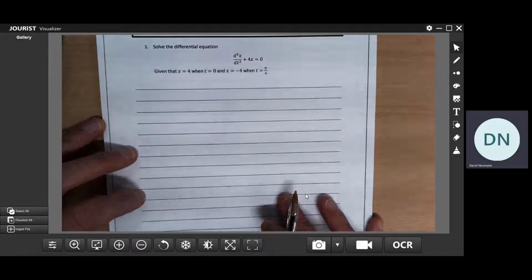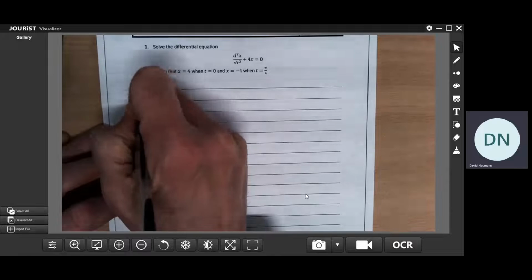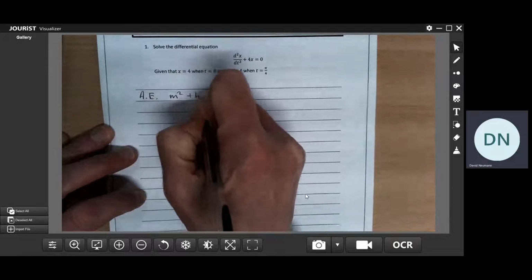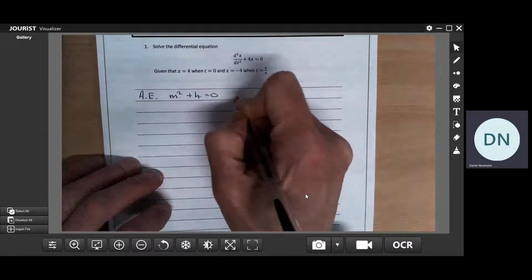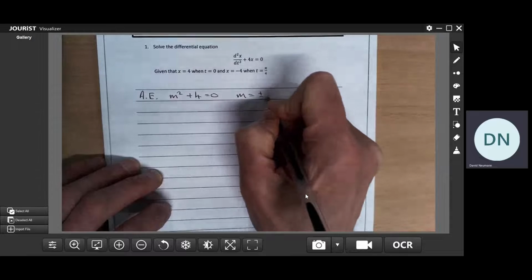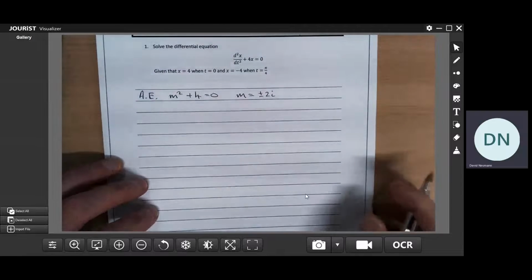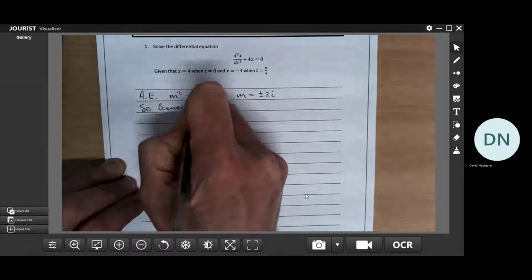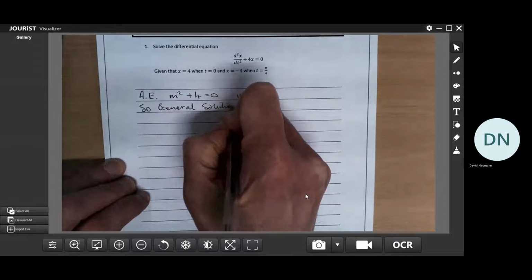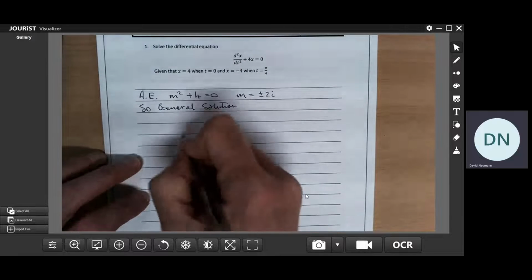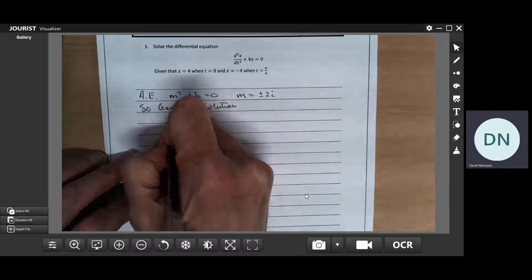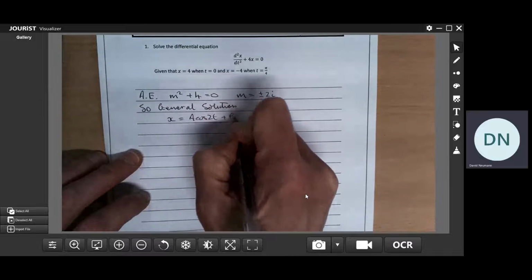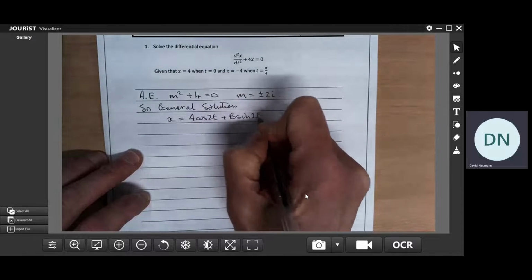Well, we're going to write out our auxiliary equation. The auxiliary equation is just m squared plus 4 equals 0, and the solutions to that are m is equal to plus or minus 2i. So the general solution to our differential equation is x is equal to a cos of 2t plus b sine of 2t.